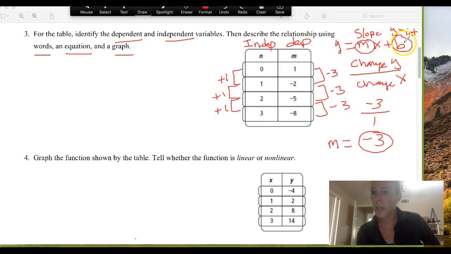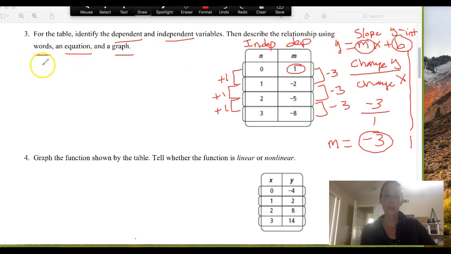My y-intercept is always my initial value when my x value is 0, or my n value is 0. So for my y-intercept, I just look where 0 is, and I find it. What is it? It's 1. That's where I start my y value, at 1, okay? That's my y-intercept.